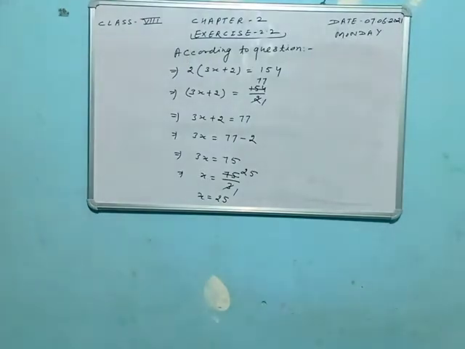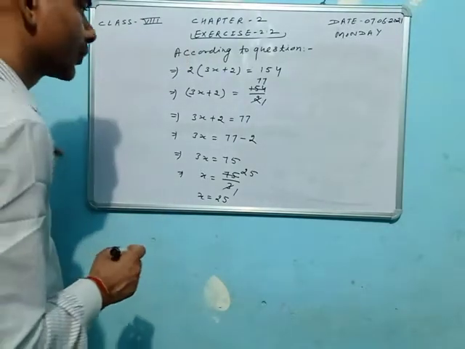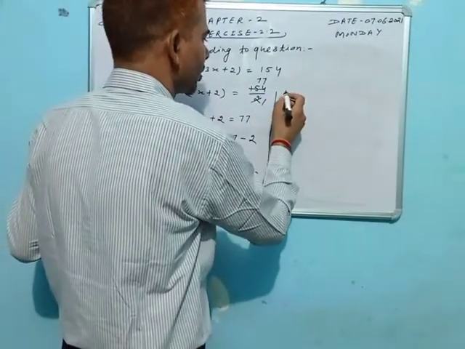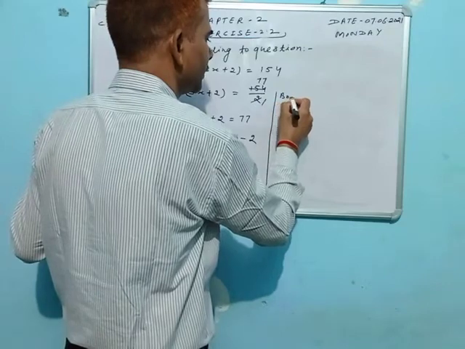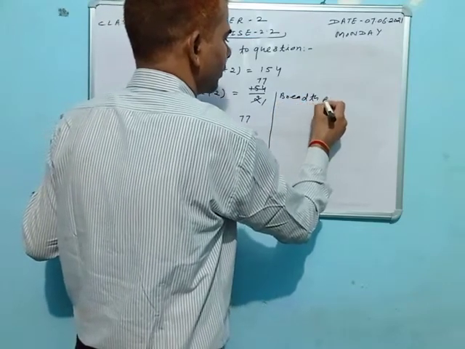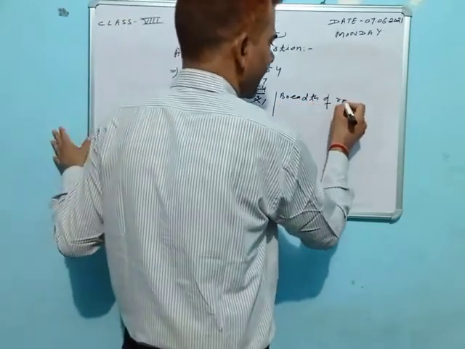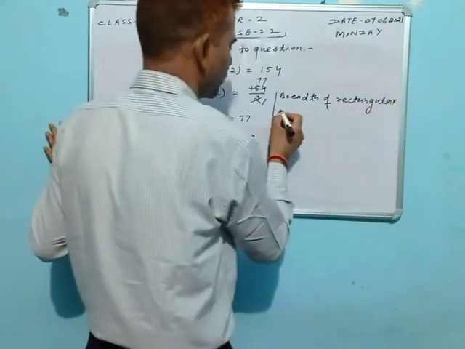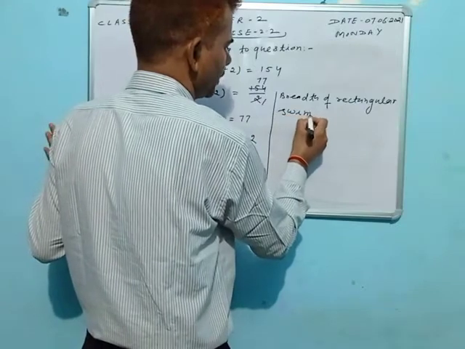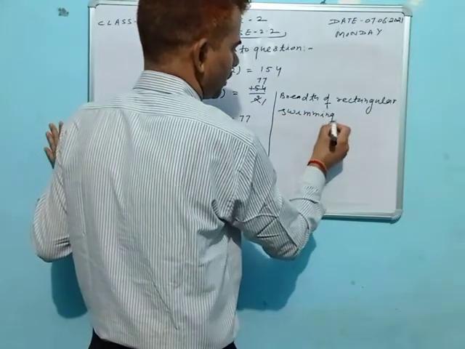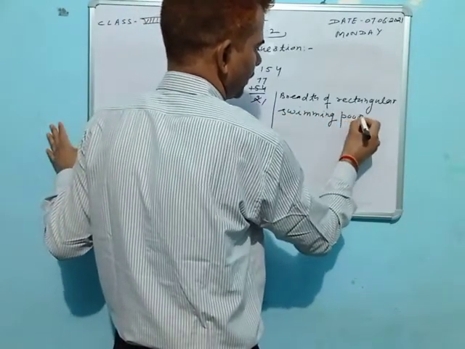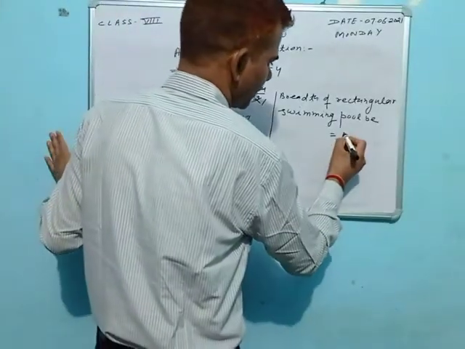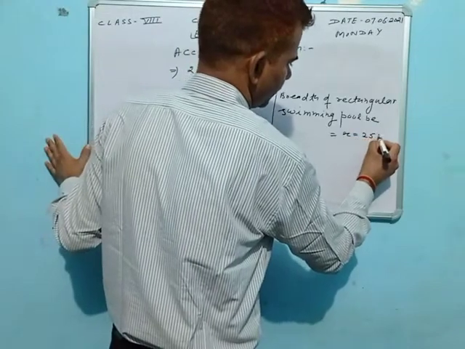So now what is x? x is the breadth of the rectangular swimming pool. The breadth of the rectangular swimming pool B is x meters, that is 25 meters.